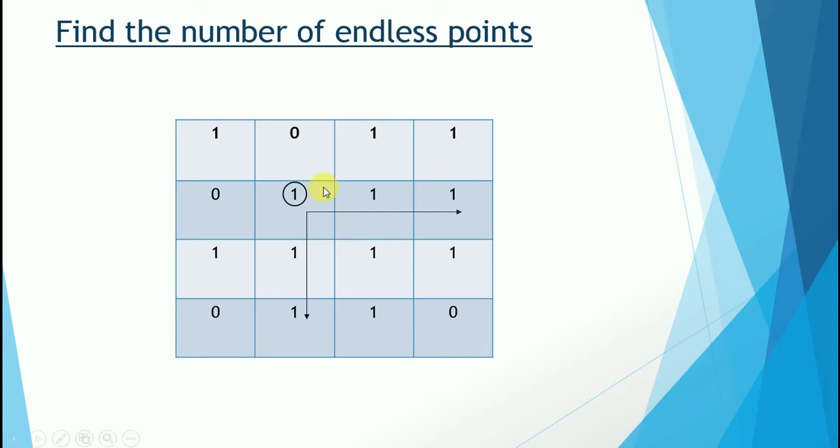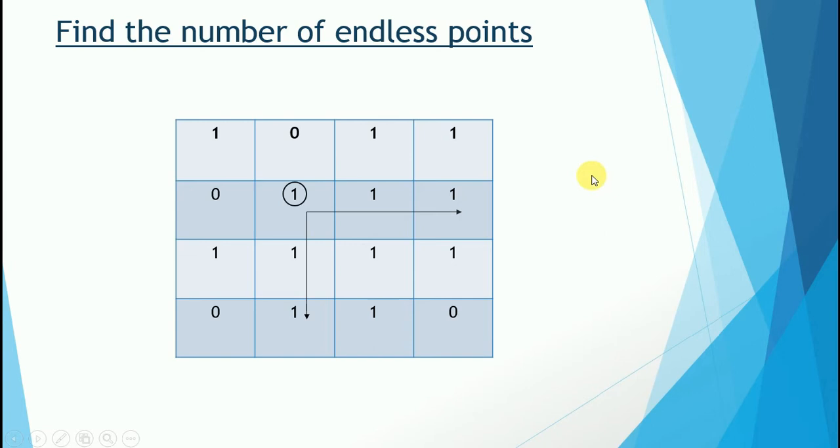So number 1 is that the cell must contain 1. Number 2, that whenever we move right or down from that particular cell till the end of the matrix, we must get all ones. Another example of an endless point is this. See, this cell is 1. If we move right, we are getting 1, and then it's the end of the matrix. And when we move down from here, we are getting all ones till the end of the matrix. So this is also an endless point. We need to find how many such endless points exist in this matrix, that means the total number of endless points.